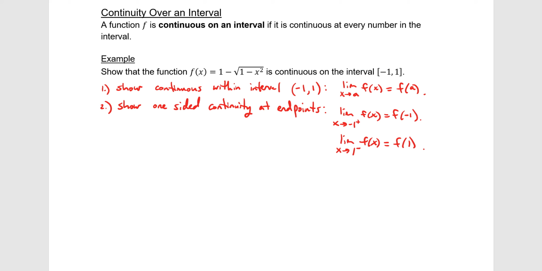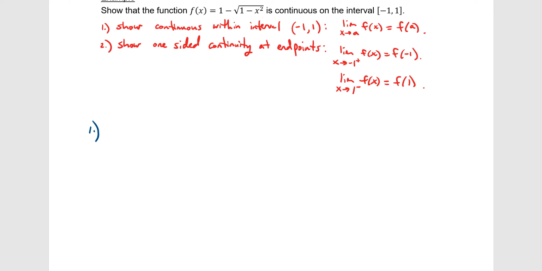So that means if we are on the interval -1 to 1, if we are looking at the endpoint -1, we have to be coming from the right because that's the leftmost endpoint. So we would have to show that the limit of f of x as x approaches -1 from the right equals f of -1. And then similarly for the endpoint of 1, we have to come from the left because it's the rightmost point. So we have to show that the limit of f of x as x approaches 1 from the left equals f of 1. So let's go ahead and take a look at the first thing.